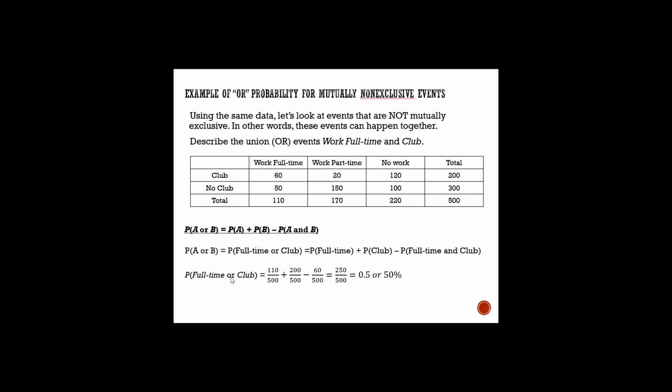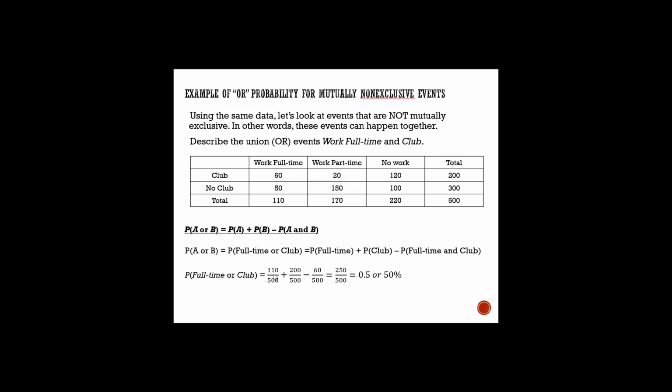So what do I find? Well, I can look these numbers up pretty easy. Probability of full-time, there's 110 over the 500. Probability of club, well, there's 200 over the 500. And probability of both happening together. Well, where are my full-time people that are also in a club? Full-time clubs are right here. What number do I put it over? Also the 500.